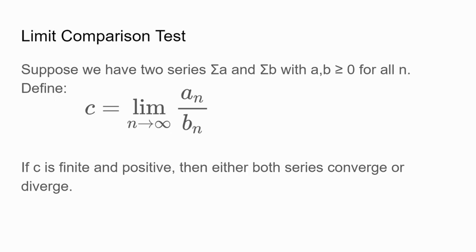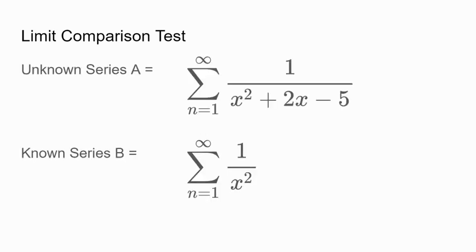Its definition says that if you have two non-negative series called A and B, and C is the limit of A over B as n approaches infinity, and if C is finite and positive, then the series will both converge or both diverge. Let's do an example. Now, the DCT only works when all the terms are greater or less than a known series, so we can't do that easily here. Let's just use the LCT for this one.